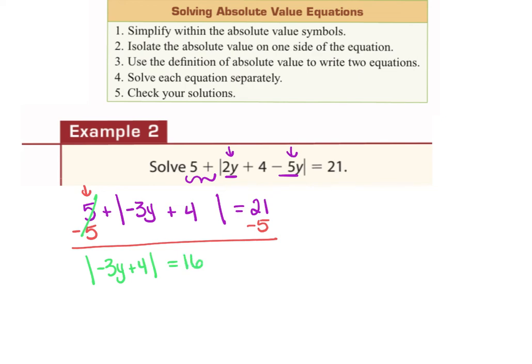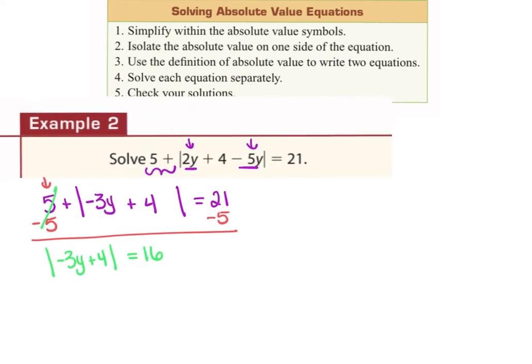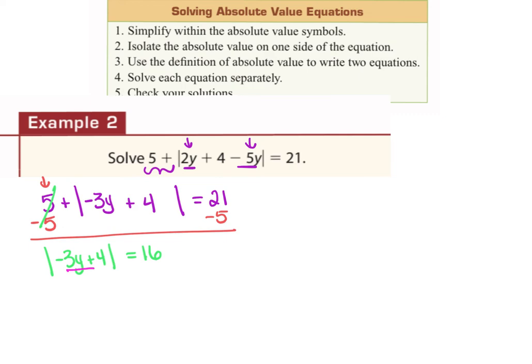Now I have something that looks just like example 1. I have an absolute value all by itself equals some positive number. And once I have that, then I can set up two equations. So I'm going to take what is inside, negative 3y plus 4, and set it equal to 16. Or what's inside, negative 3y plus 4, could equal negative 16. So once I have simplified my absolute value and gotten it by itself, I'm going to set up two equations. What's inside can equal 16. What's inside can equal negative 16. And then we're just going to solve.